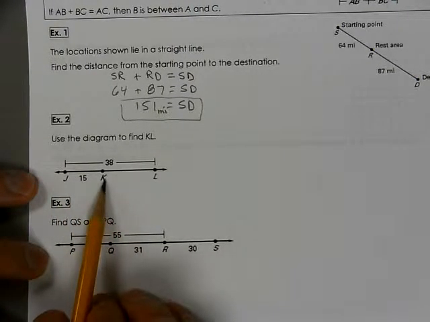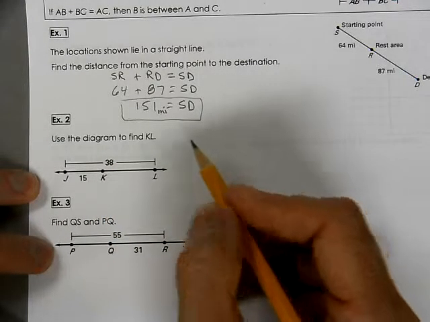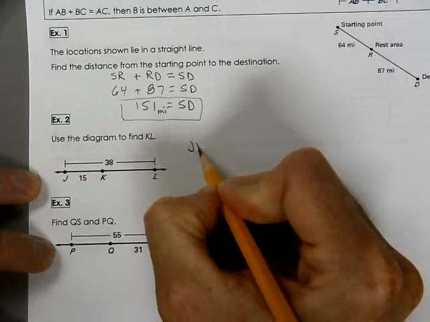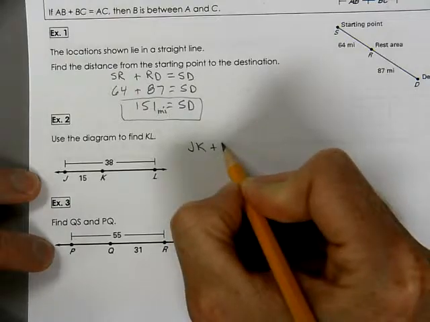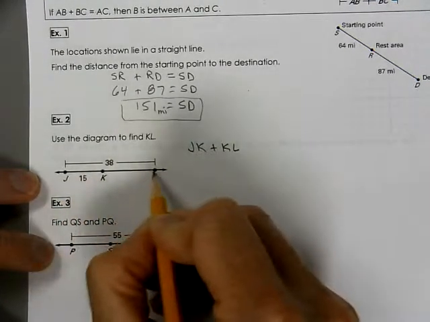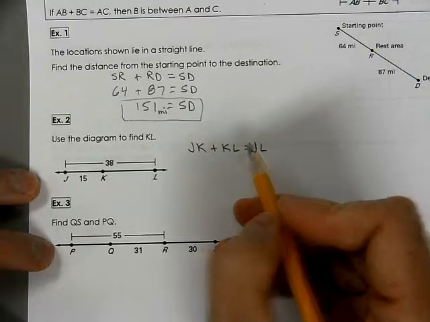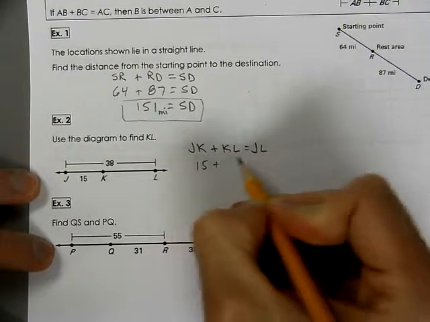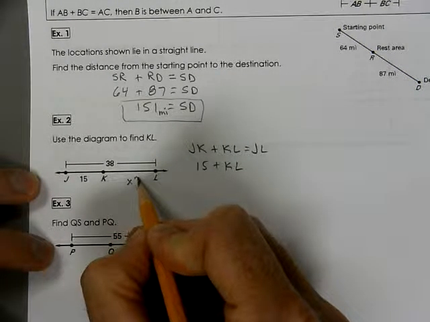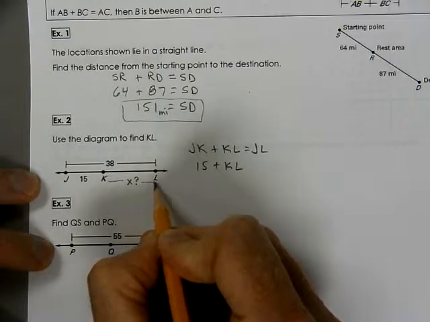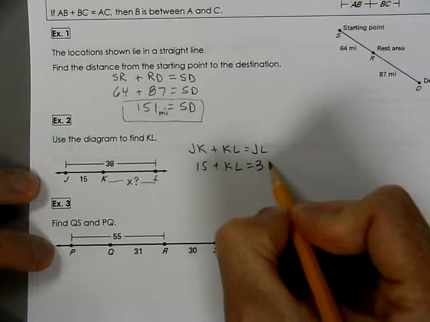Here we're going to be looking for the value of KL. Well, we can still start out with the segment addition postulate, which is JK plus the other small part, which is KL, and that equals the full thing, which is JL. Plug in the numbers we know for sure. 15 plus the unknown, we don't know what this value is, but we know that the whole distance is 38.